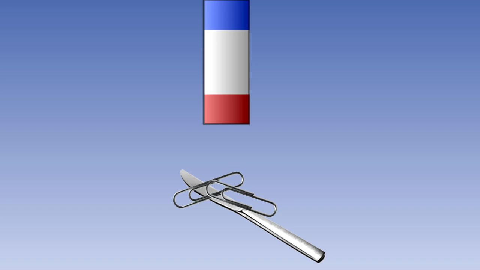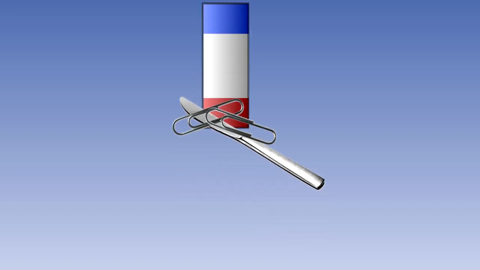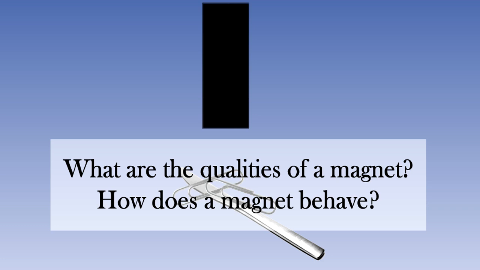For instance, here is something picking up some common metal objects. It would be reasonable to call this something a bar magnet. If, however, it stops acting like a magnet, we may no longer call it a magnet. So what then are the qualities by which we recognize a magnet? How does a magnet behave?